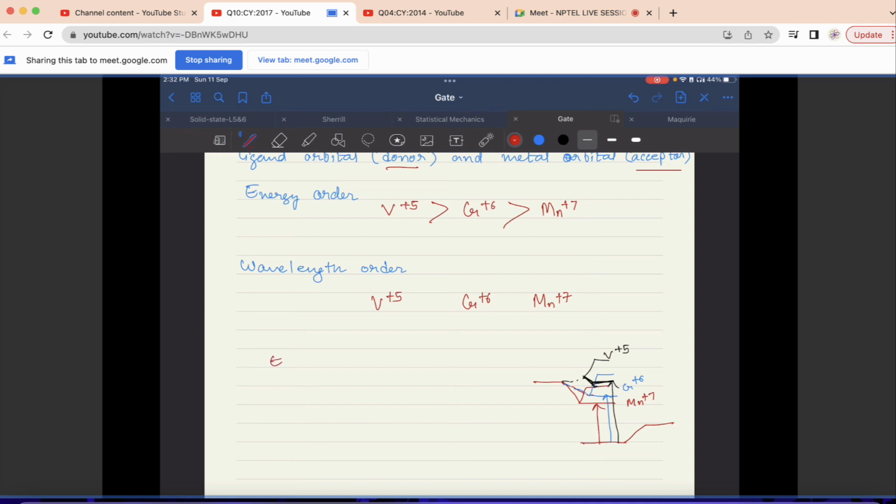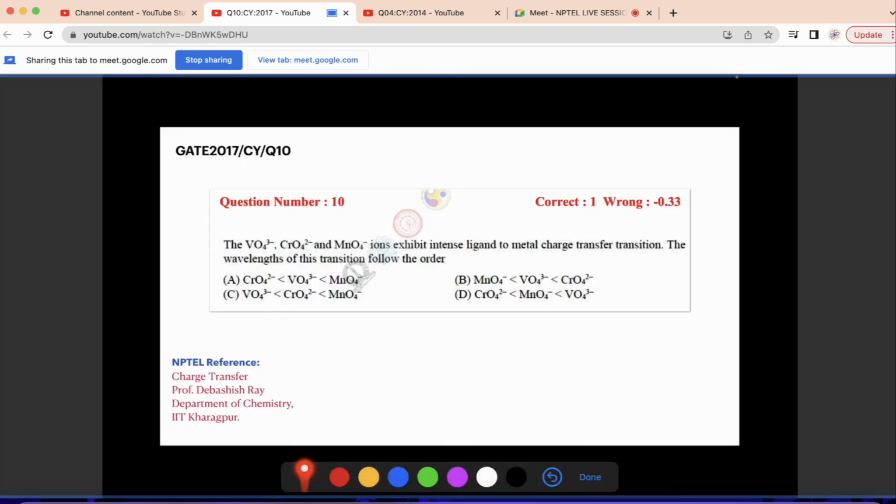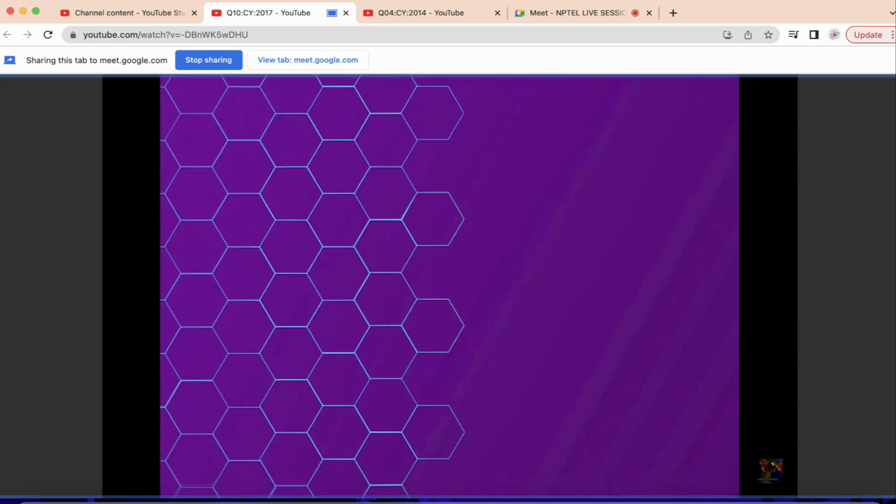And as we know, energy is inversely proportional to wavelength, so the order gets reversed in the case of wavelength. So my wavelength order will be this. The correct option for the given question is option C. I will refer you to the lecture Charge Transfer by Professor Debashish Ray, Department of Chemistry, IIT Kharagpur. The link is attached. Thank you.